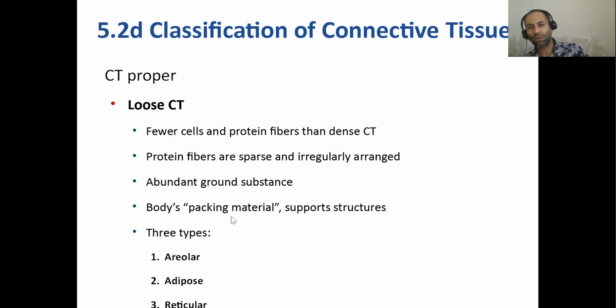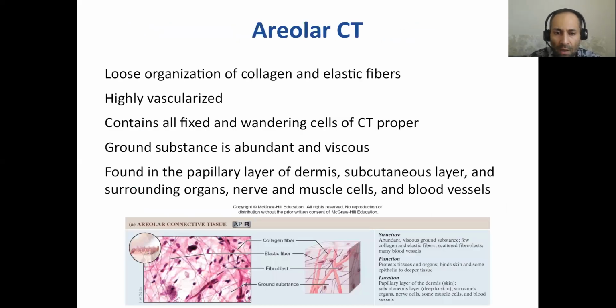All right, so different types of connective tissue is what we are looking at here. So let's start with what is called loose connective tissue. And why is it called loose? Because it has fewer cells and more ground substance, okay? There are 3 types of loose connective tissue: areolar, adipose, and reticular, as you see here. So the areolar connective tissue is very vascular, a lot of blood supply there. It's made up of loose collagen and elastic fibers together, okay? Lots of ground substance, it's viscous.